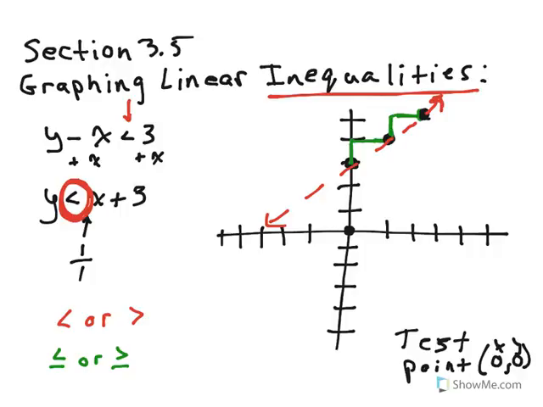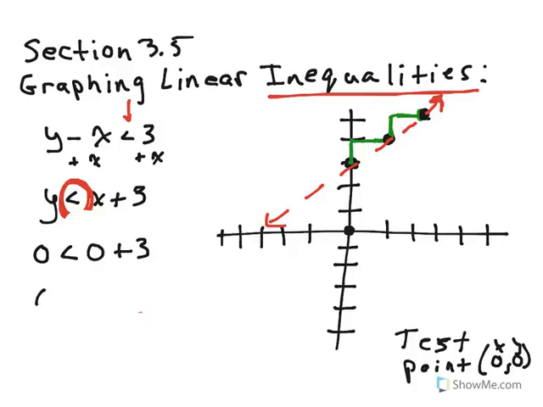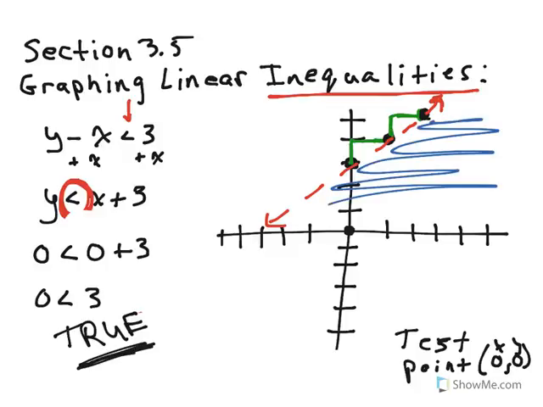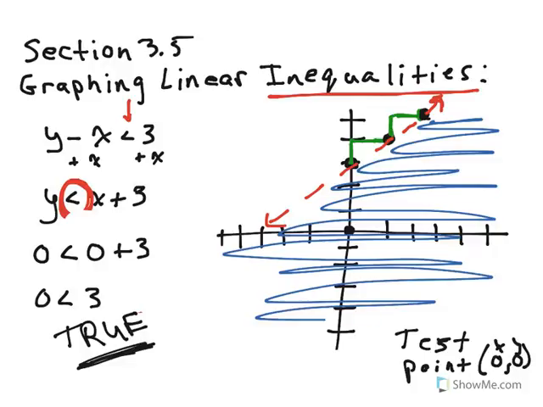So to use the test point, we are going to replace y with 0 and x with 0 and see if we get a true inequality. And this gives us 0 is less than 3. That is true. Because it is true, we shade that side of the line that our test point was in. If it were false, we would shade the other side of the line.